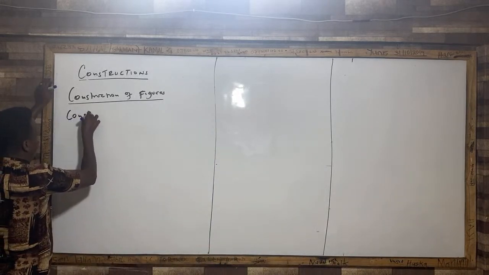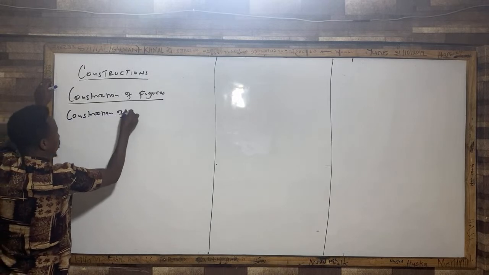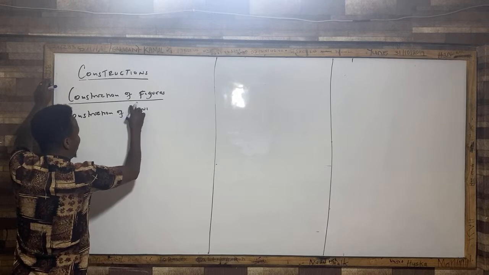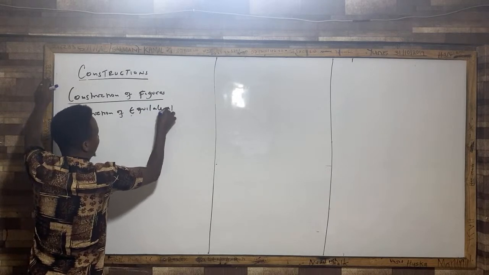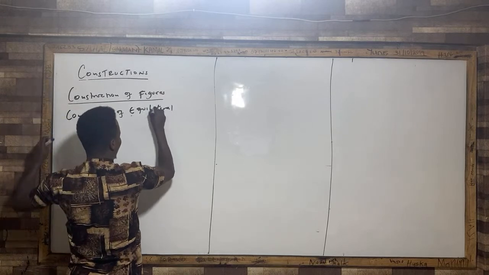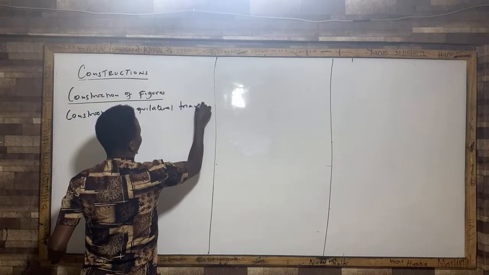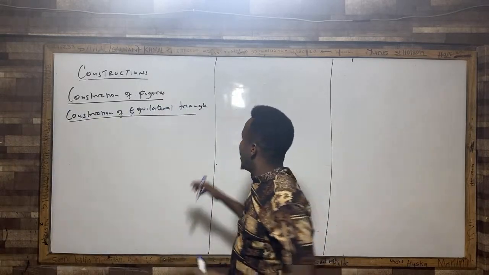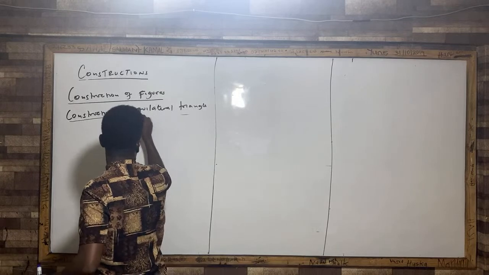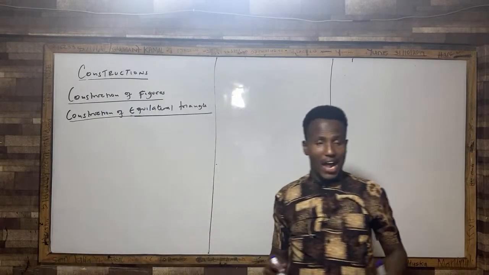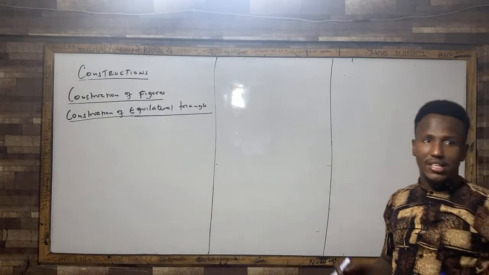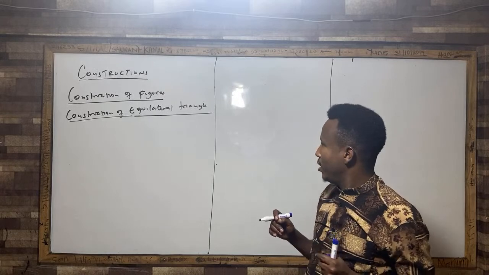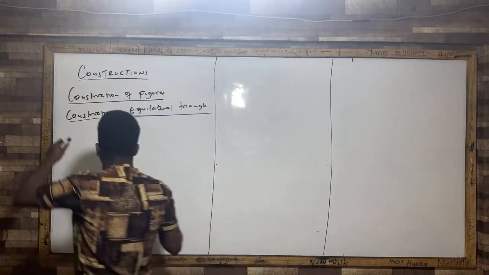Okay. Now let's start with this one. Construction of equilateral triangle. Equi means what? Equal, and the word lateral means what? Sides. Okay, so all sides and all angles are equal. Just understand that all sides and all angles are equal. That's why we're calling it equilateral.